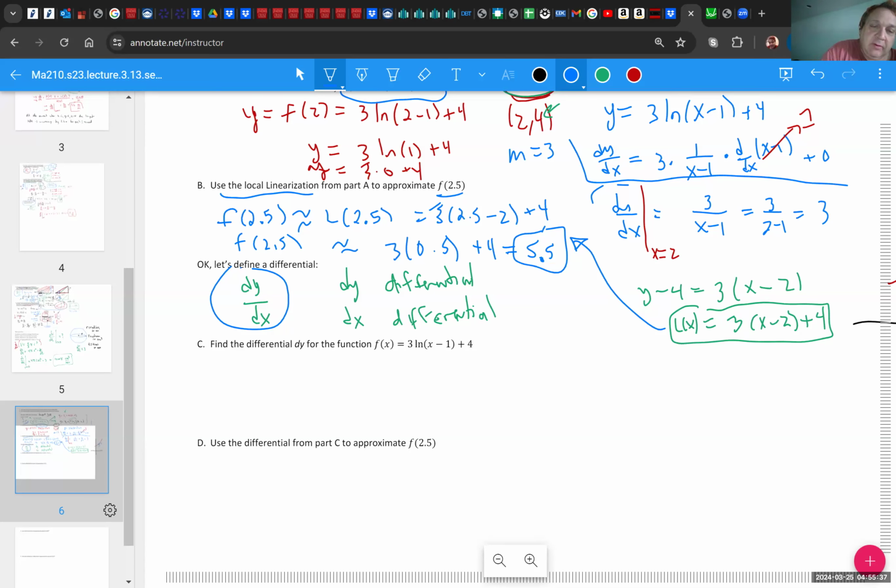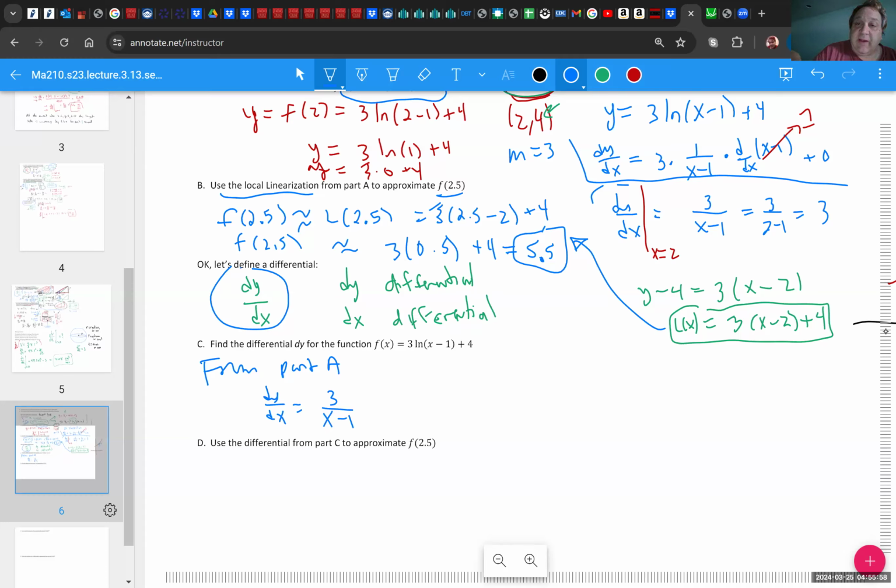So from before, from part A, we know that dy/dx is equal to 3 over x minus 1. That was our derivative from before.